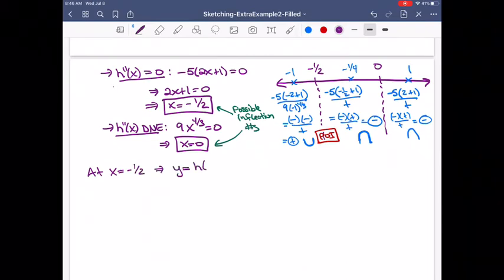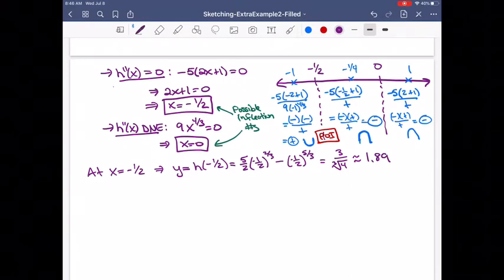So the y value is h of negative 1/2. So I'm using the original equation to find this. So it's going to be 5 over 2 times 1/2 to the 2/3 minus negative 1/2 minus negative 1/2 to the 5/3. Okay, if you simplify this, you should get 3 over the cube root of 4, which is approximately 1.89. Okay, so we have an inflection point of negative 1/2 and approximately 1.89.